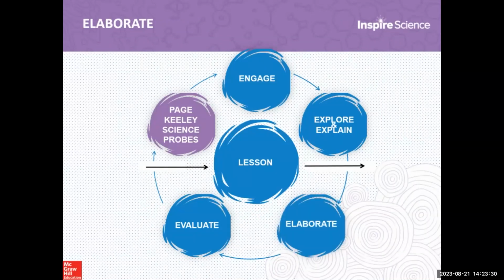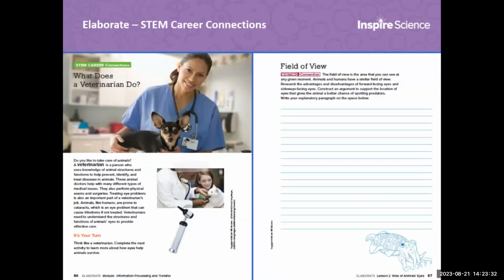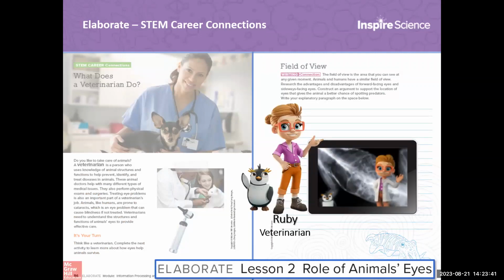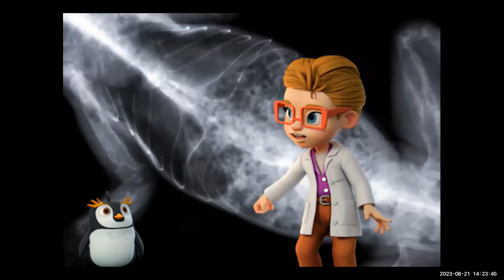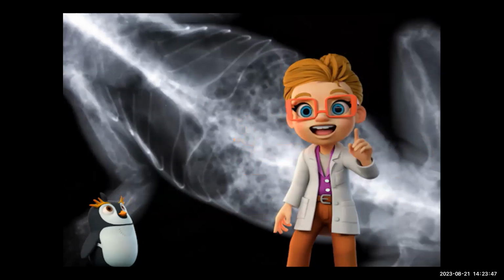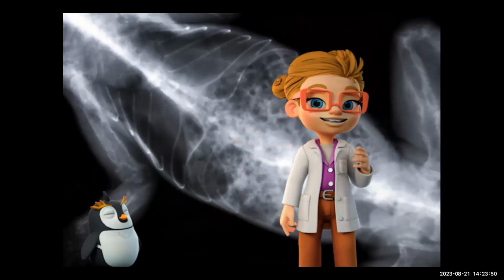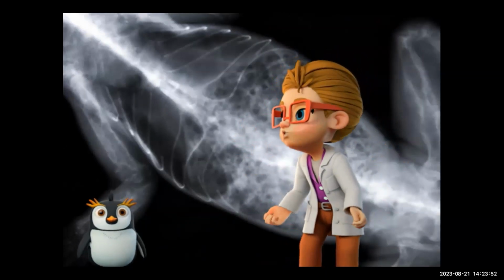We get to elaborate. We're going to talk about vocations that apply the science that we've been learning. And this lesson happens to be a veterinarian. What does a veterinarian do? And to share her experiences about veterinary medicine or her passion is Ruby. She's our STEM career kid. Do you know what this is? Yes, it's an X-ray. In fact, it's an X-ray of an iguana.